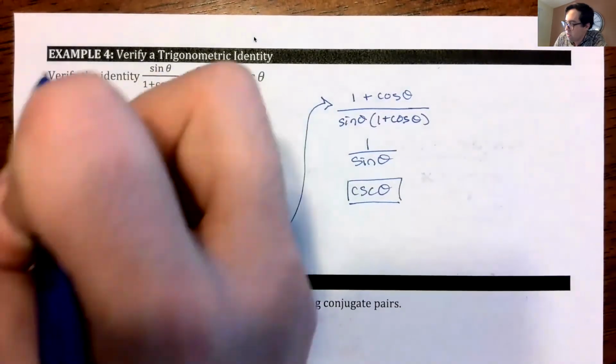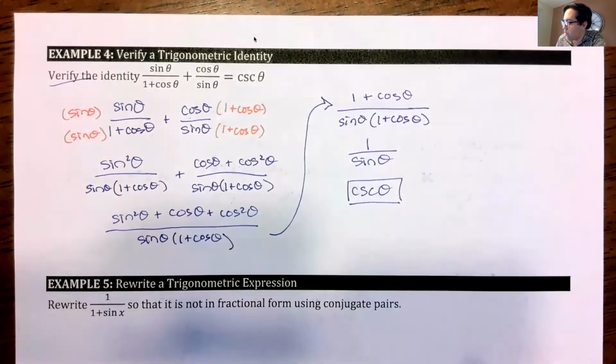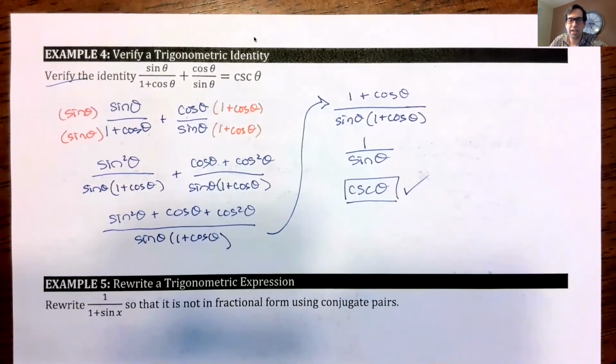This question said to verify, we were given the starting point, we were given the ending point. We had successfully got to the finish line. So I like to put a little check after I box the answer. We say, check, verified. We did it. Okay. All right, let's keep going.